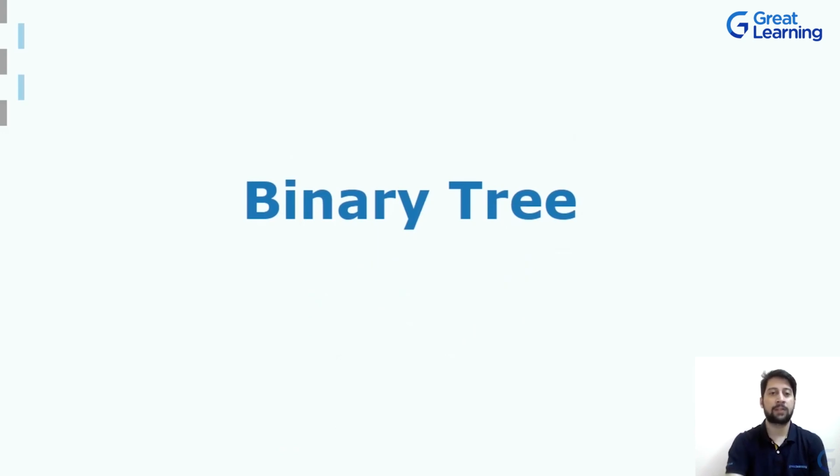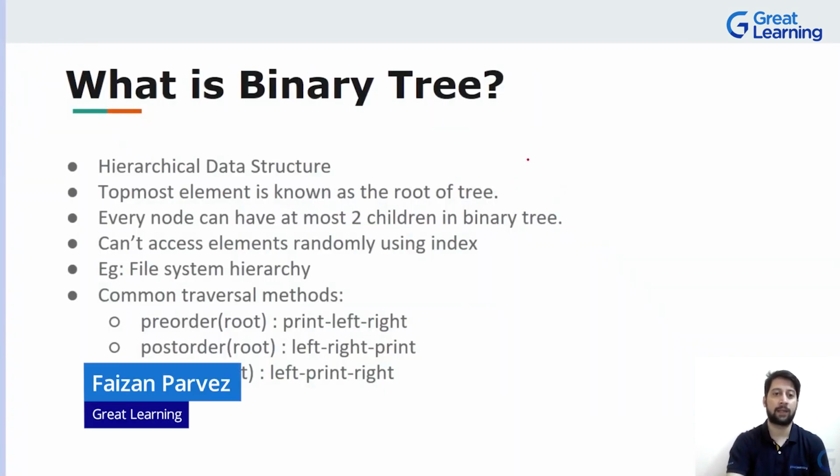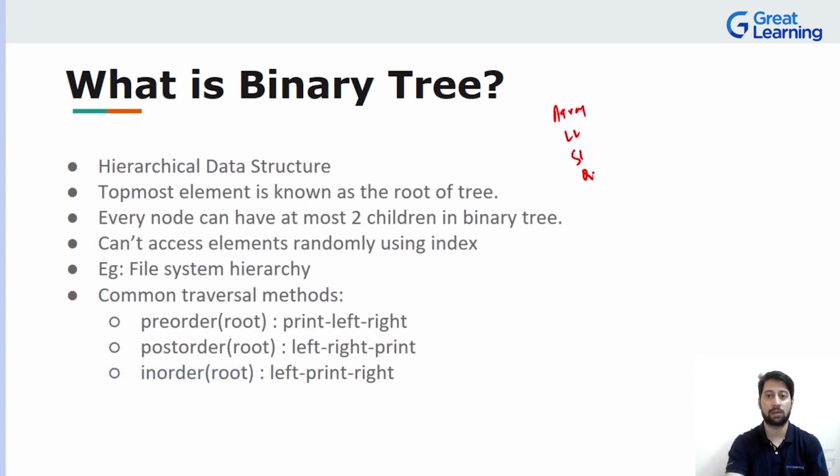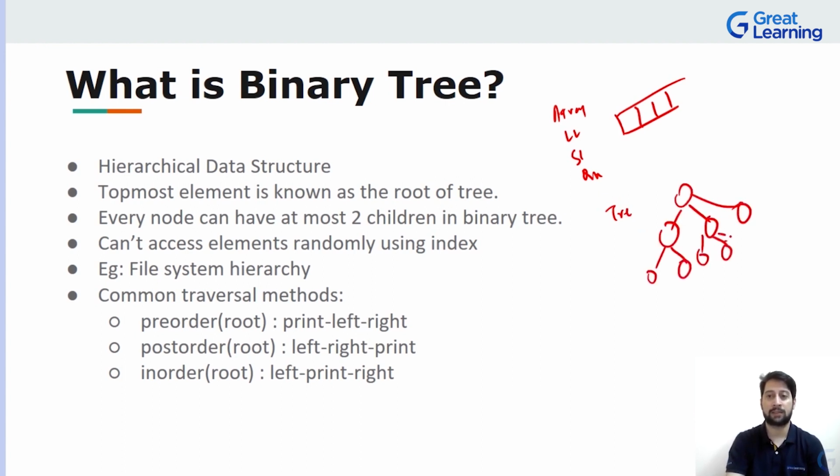Binary tree. Now let's talk about what a binary tree is. It is a hierarchical data structure. As we have seen, earlier data structures like arrays, linked lists, stacks, and queues were all linear data structures. But a tree is a hierarchical data structure. That means it can have one or more than one child, and doesn't have to have explicitly two children.